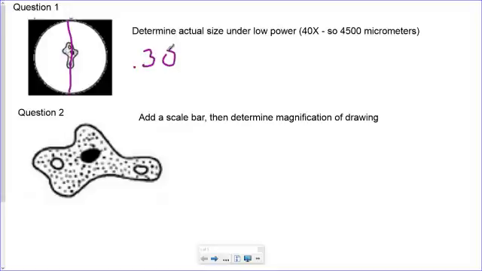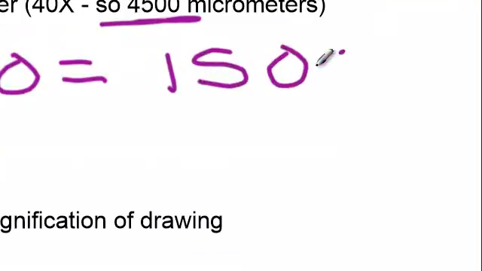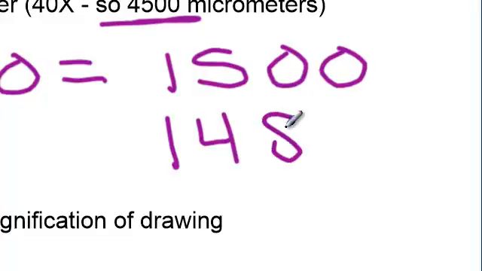So if you just take 0.3, change it into decimal, and the problem tells you that it's at 40 times, so it's 4,500 micrometers. And if you just take that and multiply it by 4,500, you'll get an estimated size. And that estimated size is going to be about 1,500. Now, if you did this at 0.33 for exactly a third, then that's going to be 1485. So you can get a range of answers here and be okay.